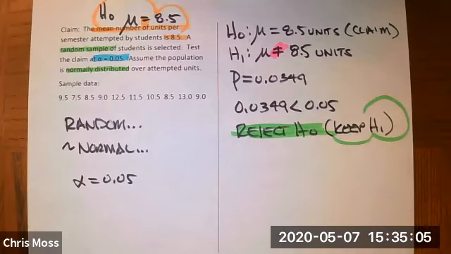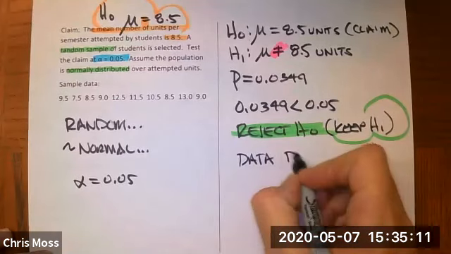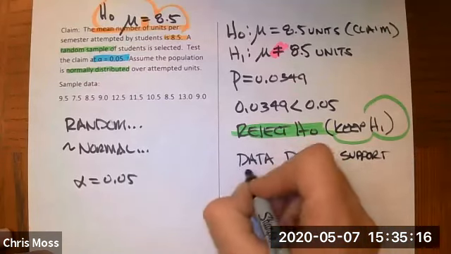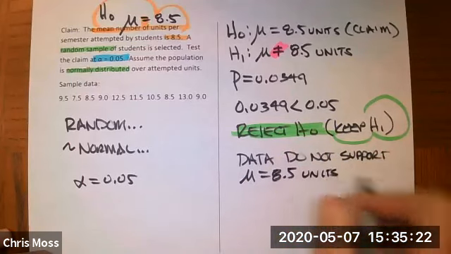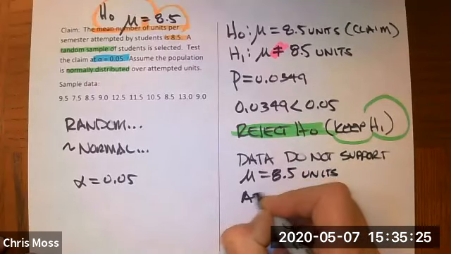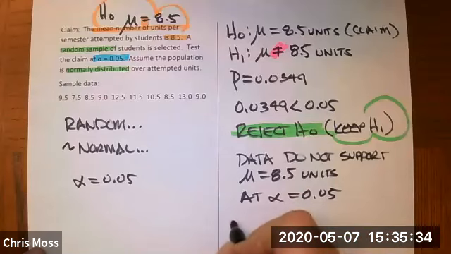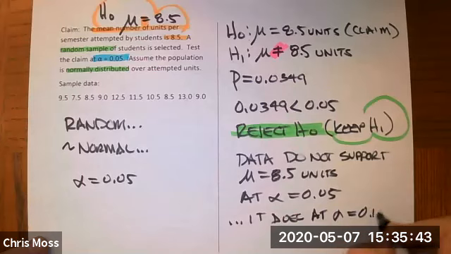So the final step is to address that initial claim. Data do not support mu equals 8.5 units per semester at alpha equals 0.05. I will note that it does at alpha equals 0.10. That wasn't the question, but it's good to know that it's the alpha that we bring to the party. It's what we decide to use. That's not a math number there, that's a people number.